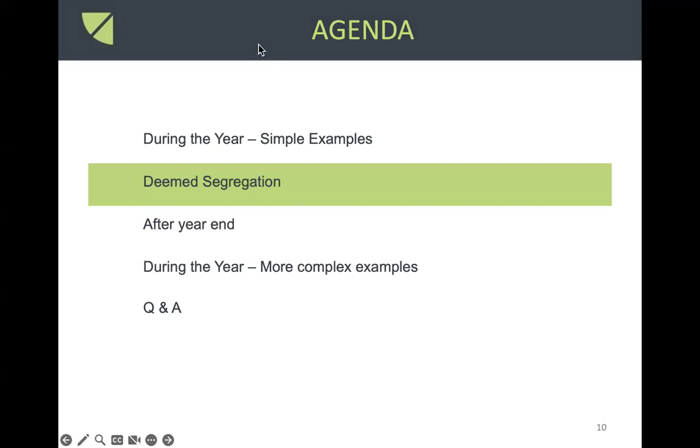Okay, so that answers the questions. I did also see that there's been one post in the Q&A in the webinar chat. Okay, that one is just an administrative comment. Okay, so let's move on now to the next section, deemed segregation.